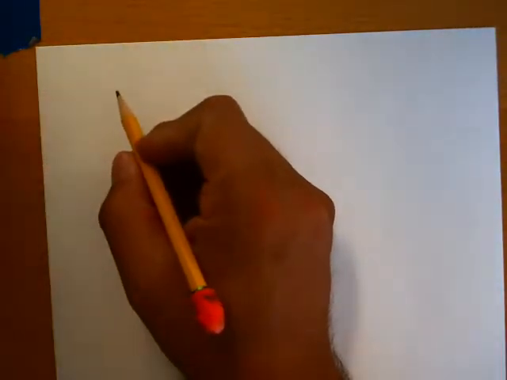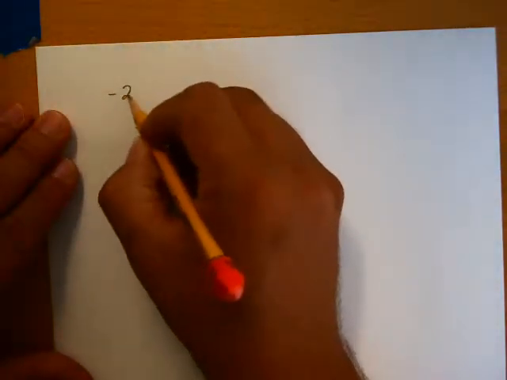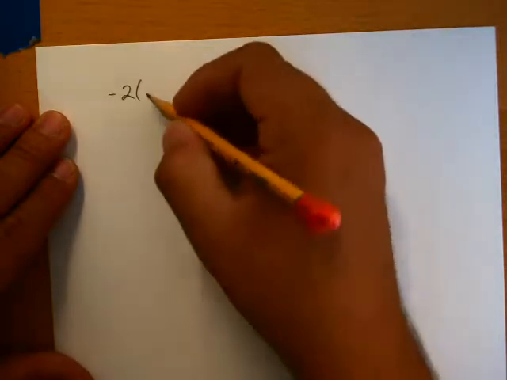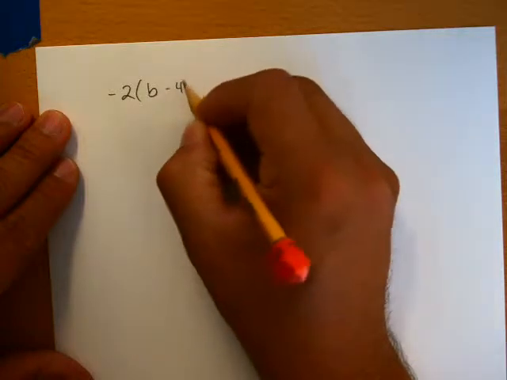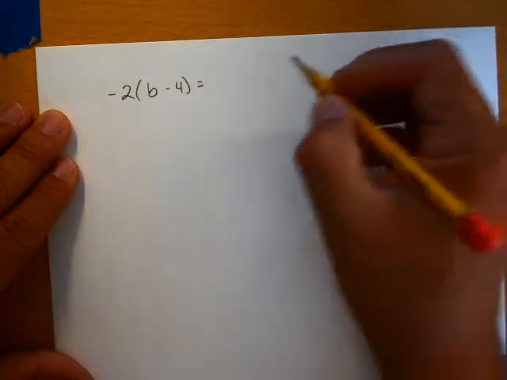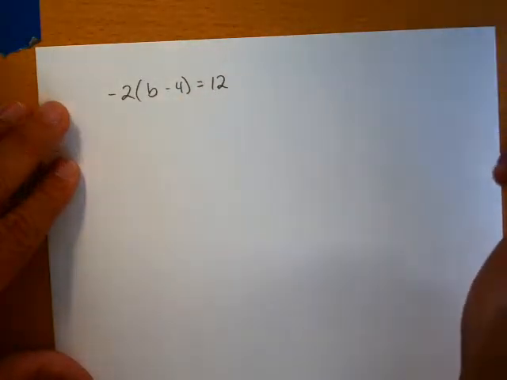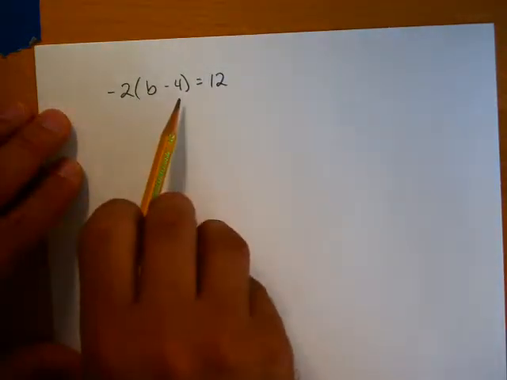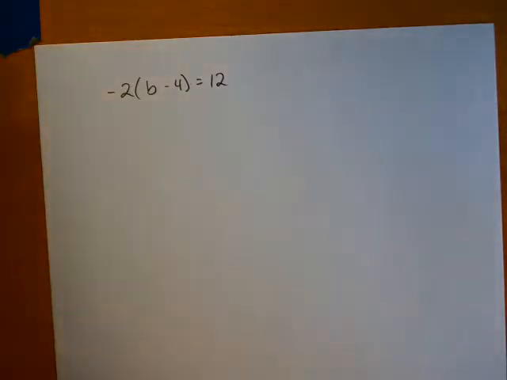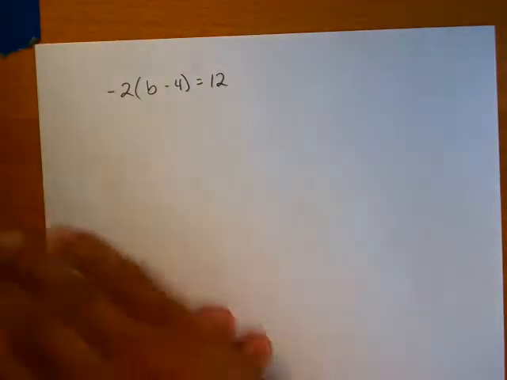Let's take a look at our next situation, and this is going to include the distributive property. So now we have grouping symbols making things a little bit more difficult for us. Imagine this problem. Negative 2 times the quantity b minus 4 equals 12. Okay, there's only one b over here, so that's looking pretty good. I've got parentheses. First step, we need to clear all the parentheses in the whole problem.